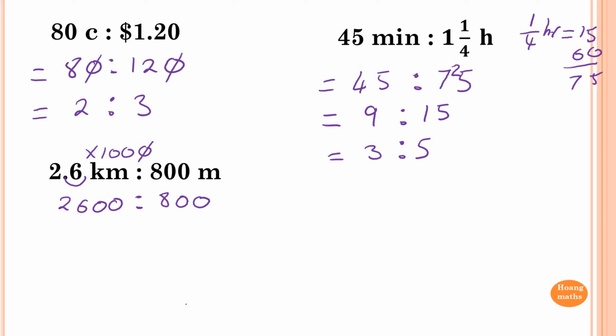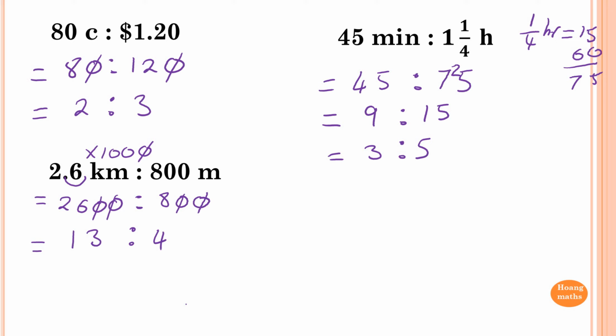Now I can simplify. Both can be divided by 100. I divide by 100 here, cancel out. So that means 26 to 8. Now 26 to 8, of course, I can divide both by 2. I halve it. Half of 26 is 13, half of 8 is 4. So the answer is 13 to 4.